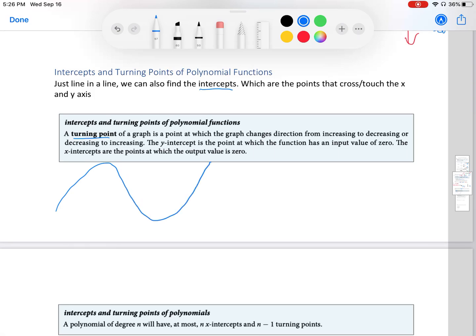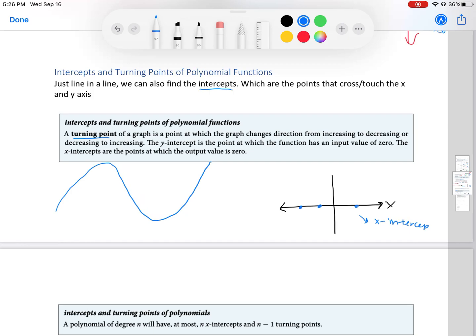The y-intercept is a point at which the function has an input value of 0. The x-intercept is a point at which the output value is 0. So your x and y-intercepts: we have our x-axis. If a point were to touch our x-axis, that would be an x-intercept.